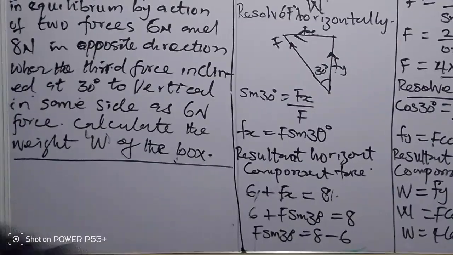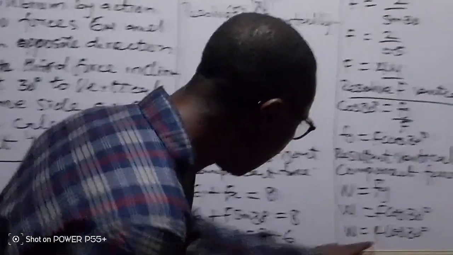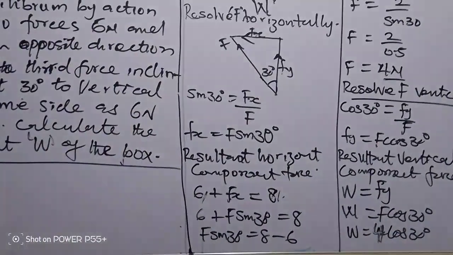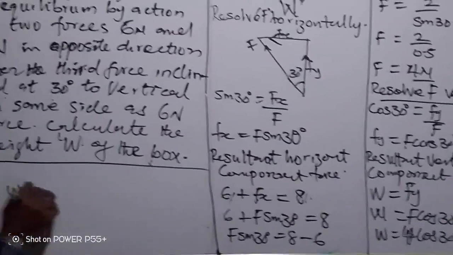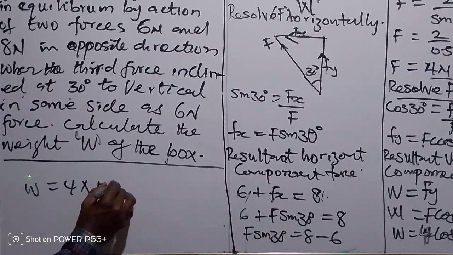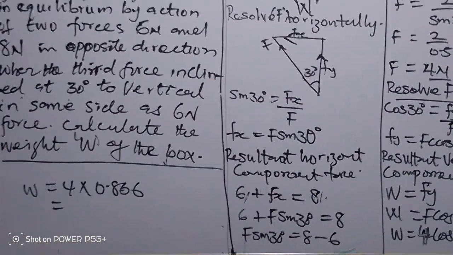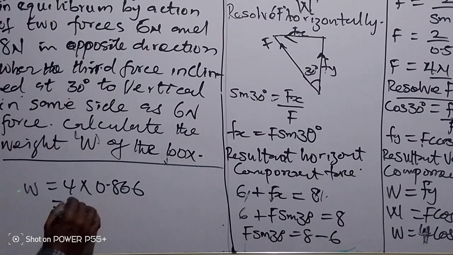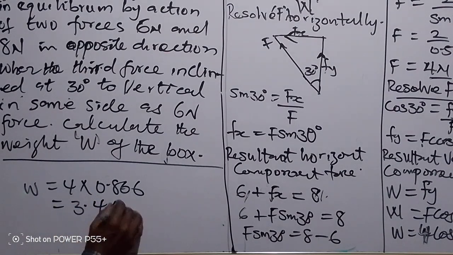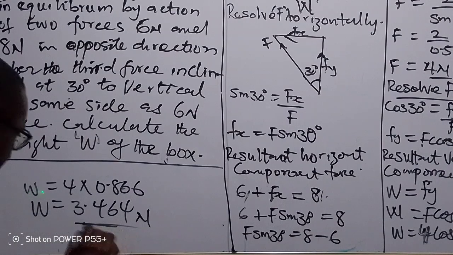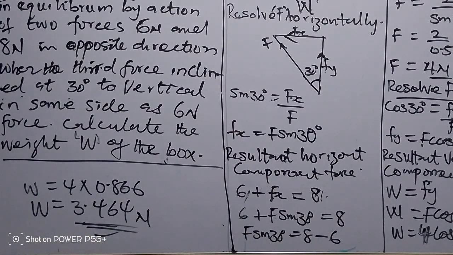Now, from there, 4 cos 30, our W now will be equal to 4 multiplied by 0.866. That answer will give us 3.464 Newton. That's the weight of the bus according to the question.